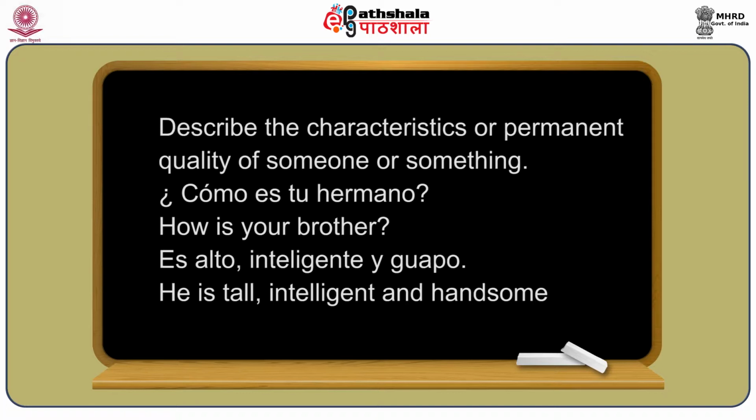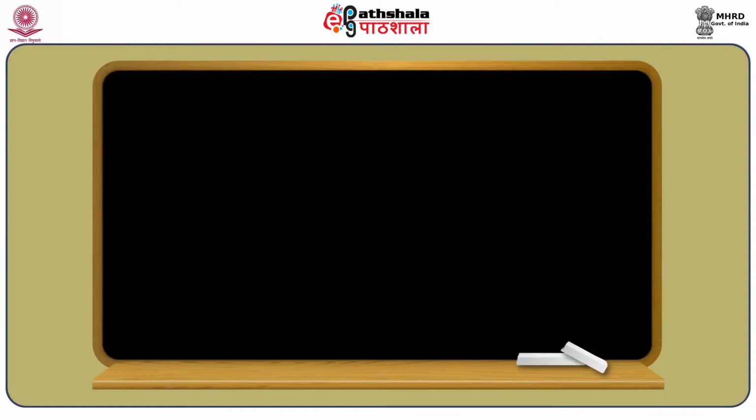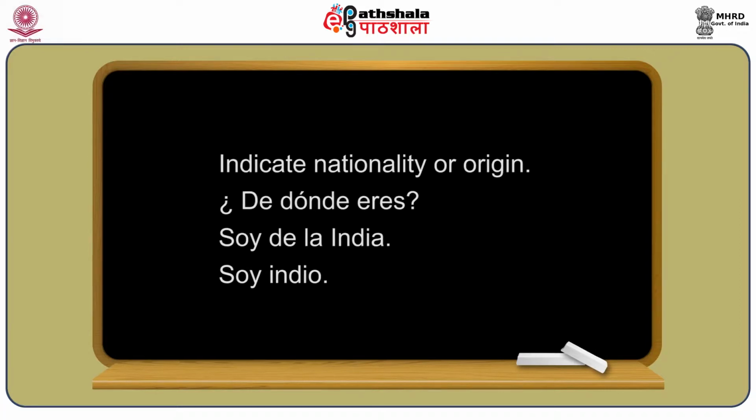So the reply will be: Él es alto, inteligente y guapo. He is tall, intelligent and handsome. So all these qualities are permanent in nature of any person. So we can replace these adjectives with other adjectives as well, depending on the characteristics of the person or the thing. Ser is also used to indicate nationality or origin.